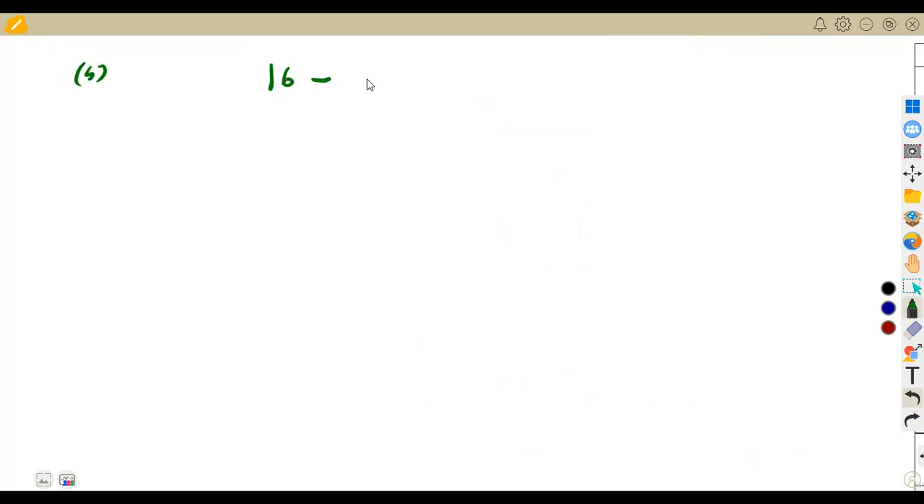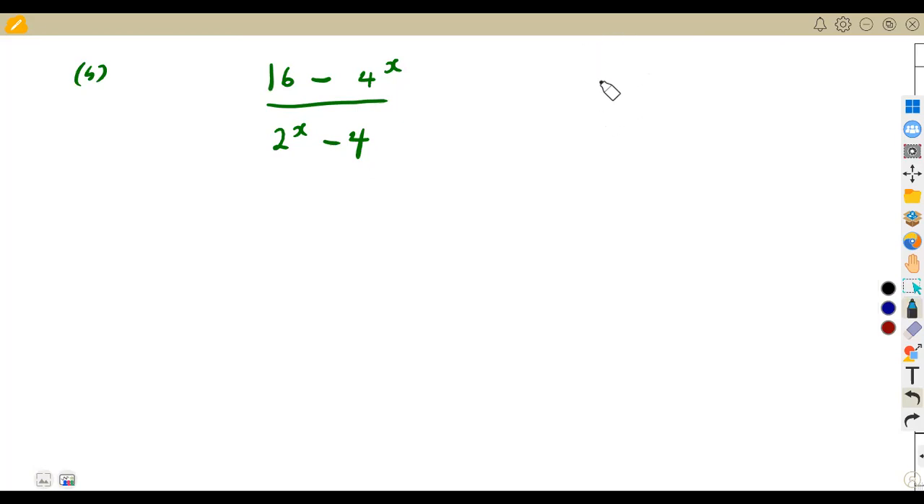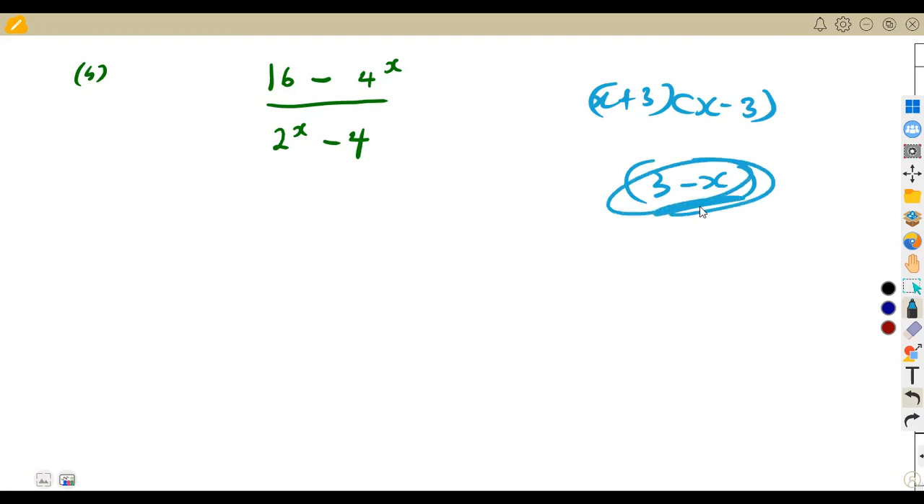So let's see, 16 minus 4 to the exponent of x over 2 to the exponent of x minus 4. Another type of question that they'll ask you is of this nature. All right. If you consider in our algebra in grade 10, we talked about a condition whereby the part that consists of variables should always be positive. x plus 3 into x minus 3, this is what we are used to. Not something like 3 minus x. We are supposed to rewrite expressions of this nature starting with a positive x.